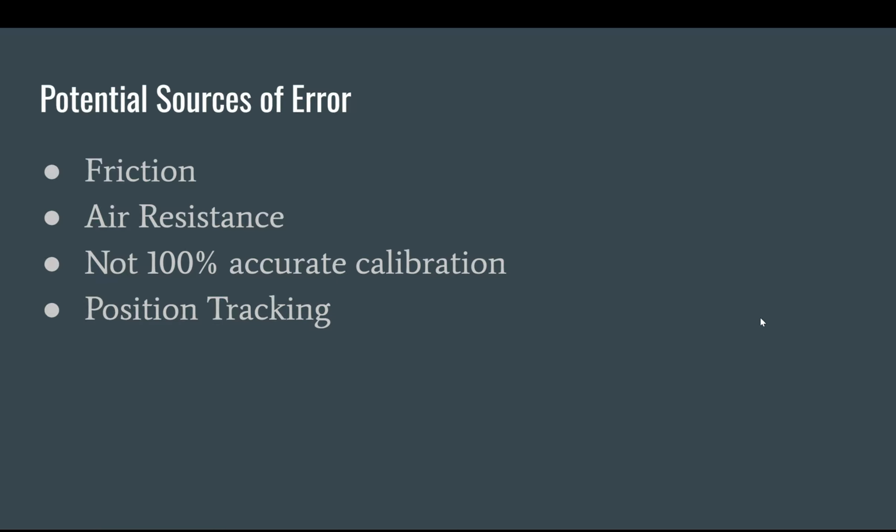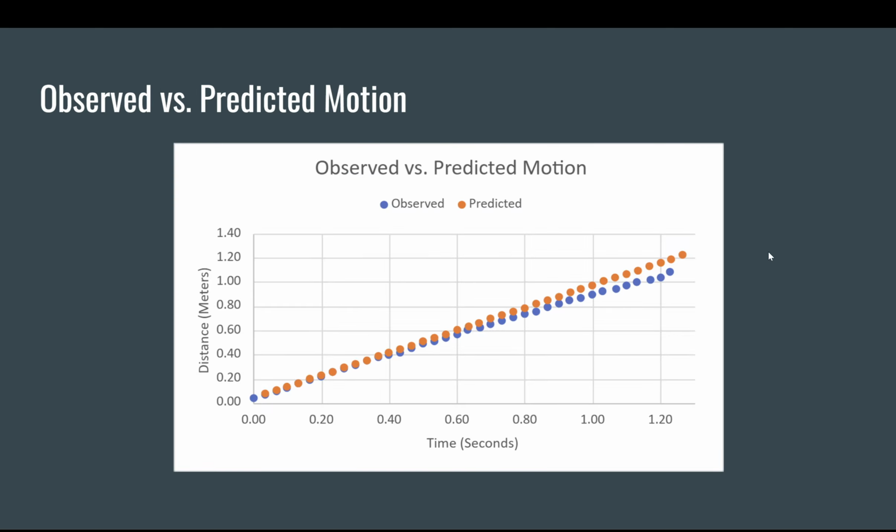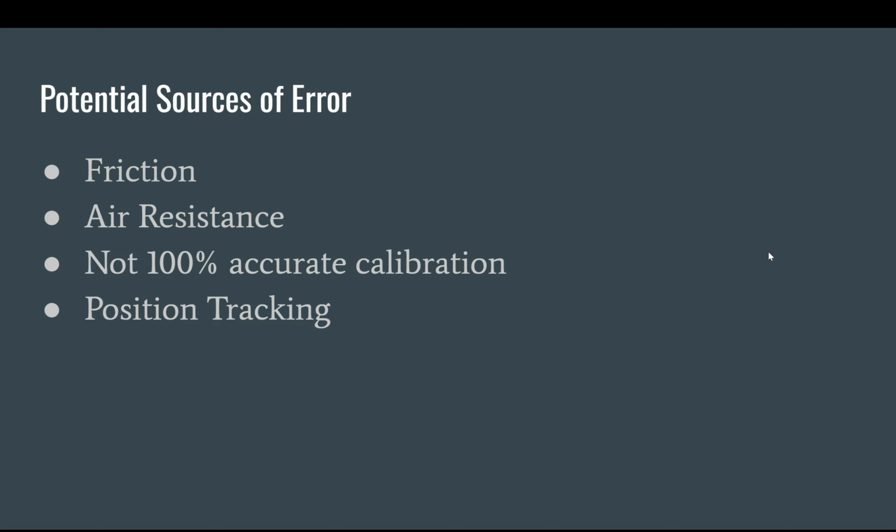So potential sources of error, because as you can see, it didn't keep constant velocity. The two main obvious ones are friction and air resistance. These are going to be forces going against the marker, slowing it down. Another one I came up with was not 100% accurate calibration. The Tracker app was a little buggy, and the system could have not calibrated 100% correctly, leading to different distances calculated. And position tracking went over that as well.